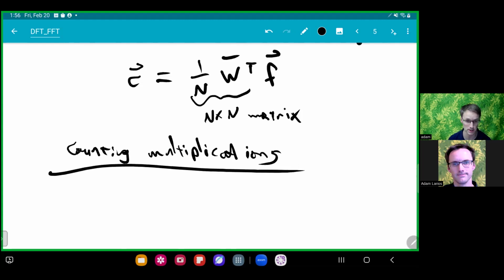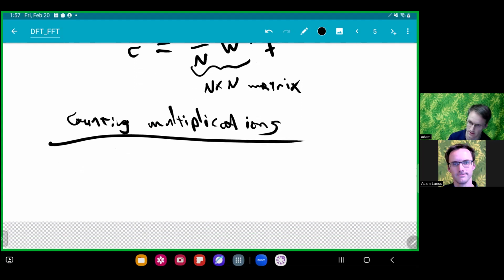The idea is that multiplications are pretty expensive. At least in the old days, multiplications were much more expensive than addition, although with modern architectures, the gap between the speed of additions and multiplications is closing. But for now, let's just count the multiplications and see how that goes.